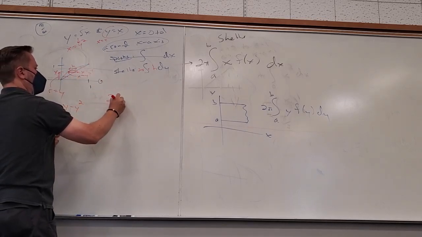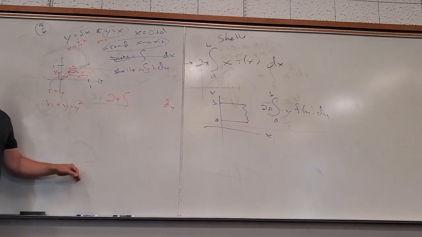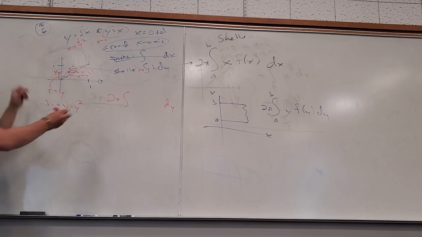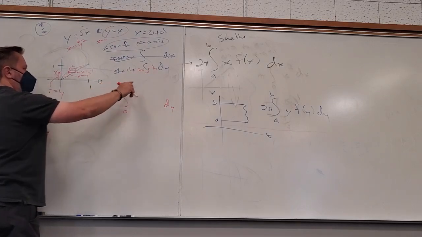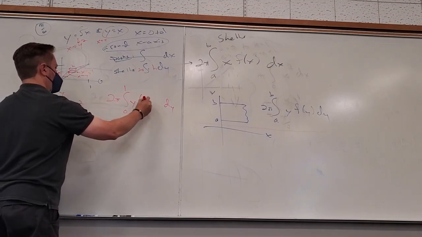This will be 2 pi integral from what to what? This is dy, so this problem is a little bad about that, but I look at the y-axis. They happen to both be 1, but if you're doing dy, you have to look this way. So 0 to 1. What's the radius? y. And what's the height? y minus y squared.